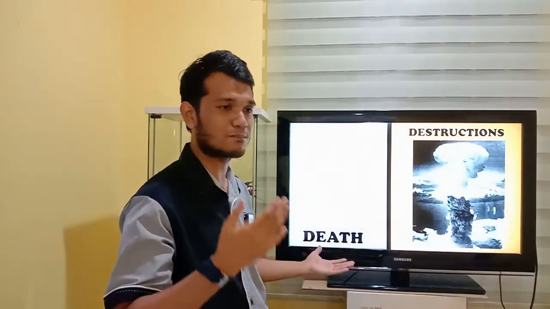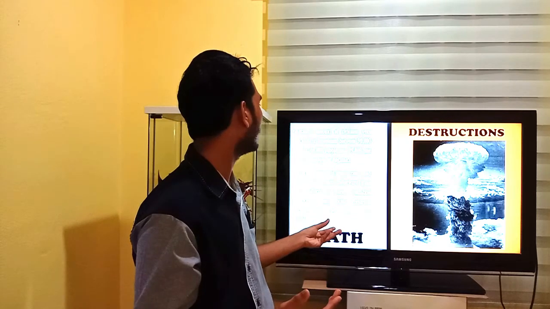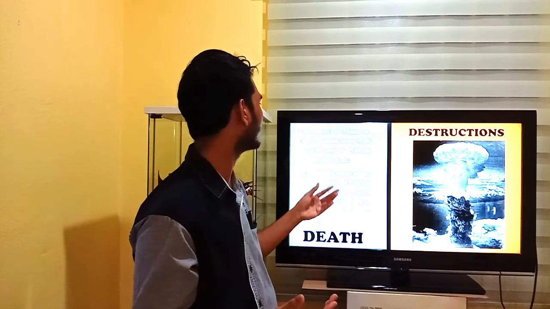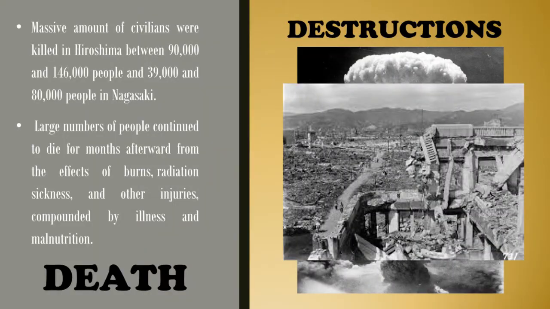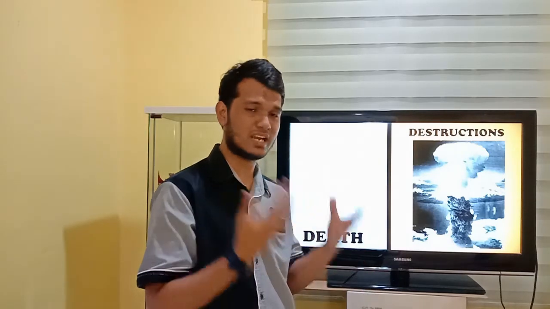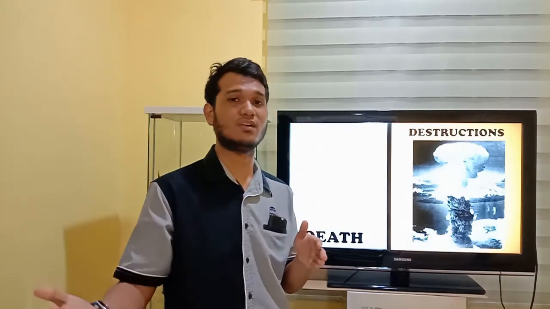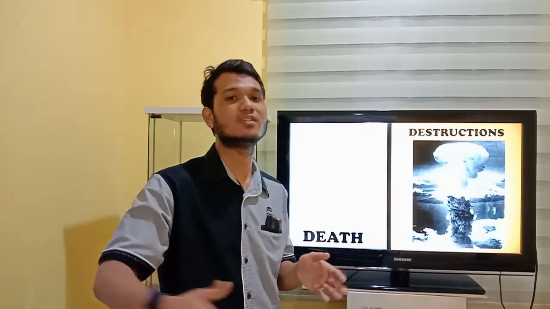From the incident of Hiroshima and Nagasaki, in Hiroshima about 90 to 146,000 people died, while in Nagasaki 39 to 80,000 people died. And a large number of people continued to die for months afterward from the effects of burns, radiation sickness, and other injuries, compounded by illness and malnutrition. So those who didn't die at that exact time also suffered the effects, which is illness, and were prone to die as well.